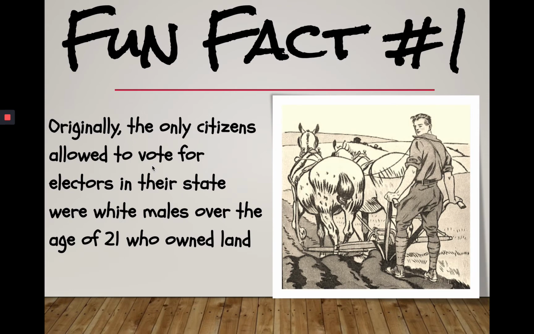So here you go, fun fact number 1. Originally, the only citizens allowed to vote for electors in their state were white males over the age of 21 who owned land. So when all this was set up, not everybody got to vote. You had to be white, you had to be a man, and you had to be over 21 years old and own land.